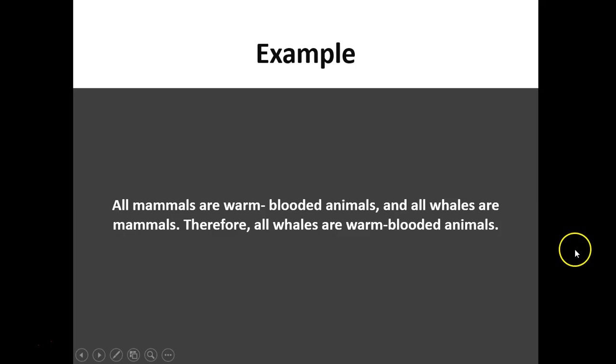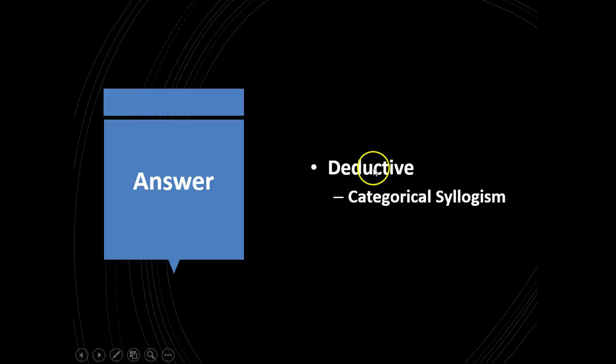Example: all mammals are warm-blooded animals, and all whales are mammals, therefore all whales are warm-blooded animals. Now you hear that rhythm, right? And then the "alls," all, and the mammals and whales, right? That's a giveaway. That's deductive.